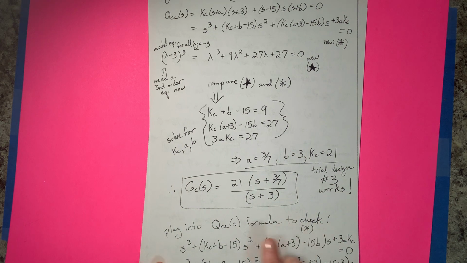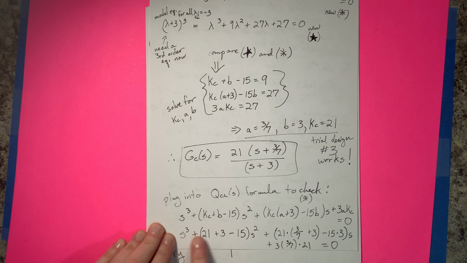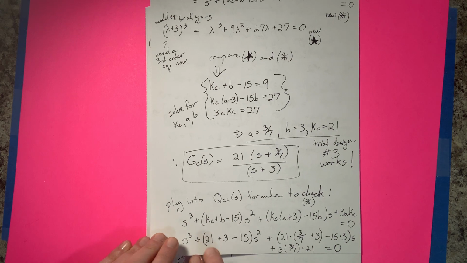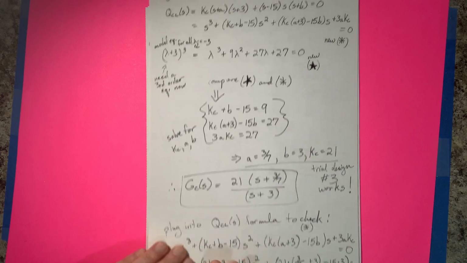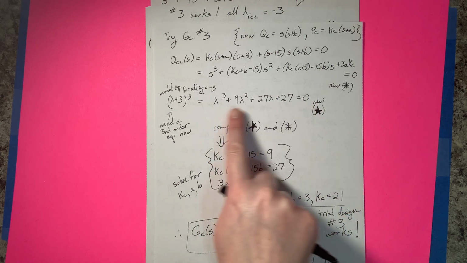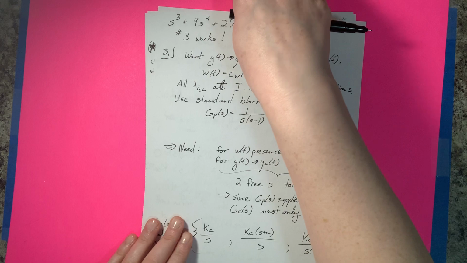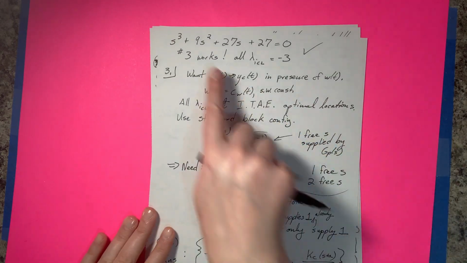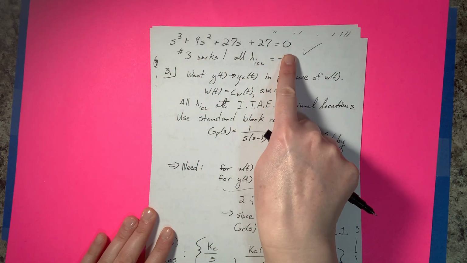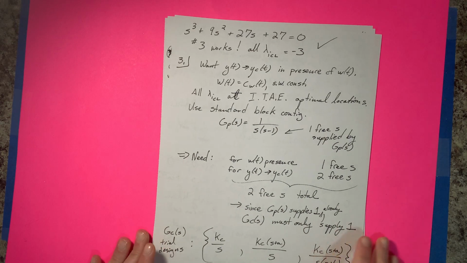So that one works. We actually can plug that back into QCL and just check. If we plug it back in, then we should expect to get this equation, bolded star, out. It should look exactly like the ideal roots. So we've done that here, actually right here, and we find that we do end up with that equation. So yes, trial design number 3 for problem number 2 did work.